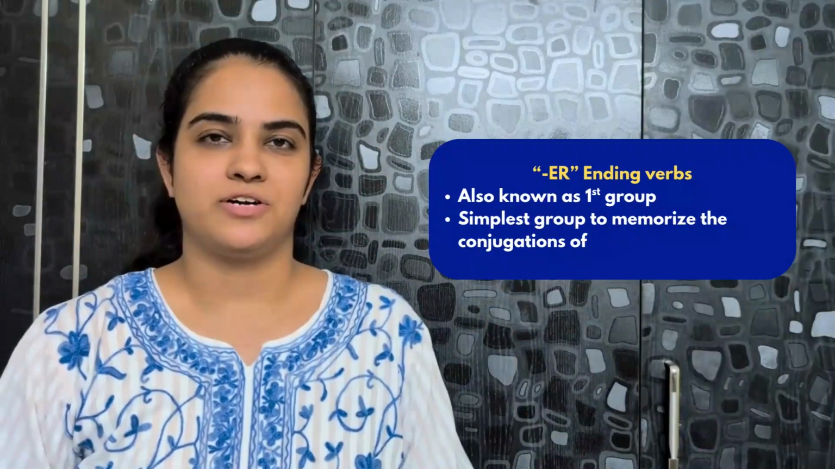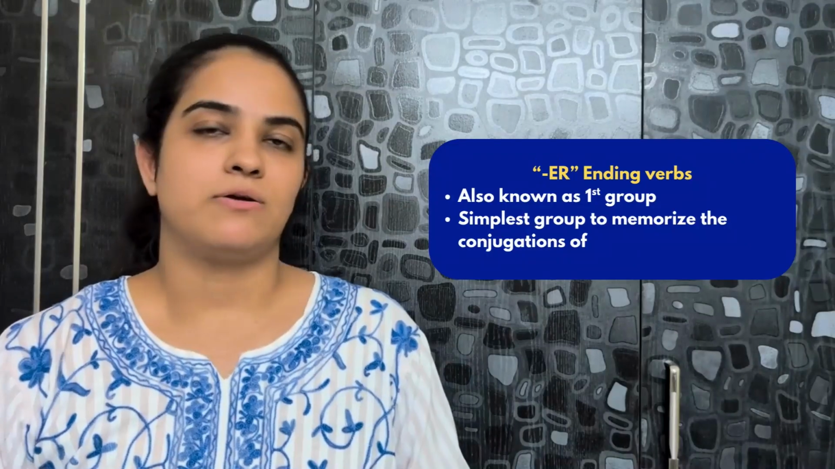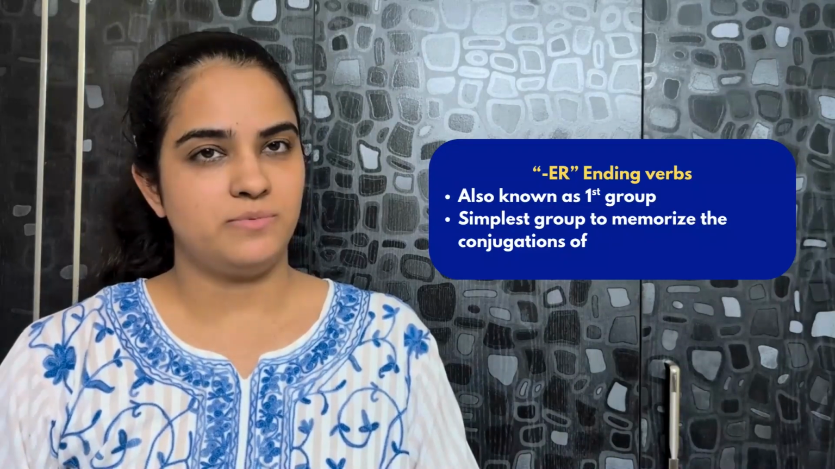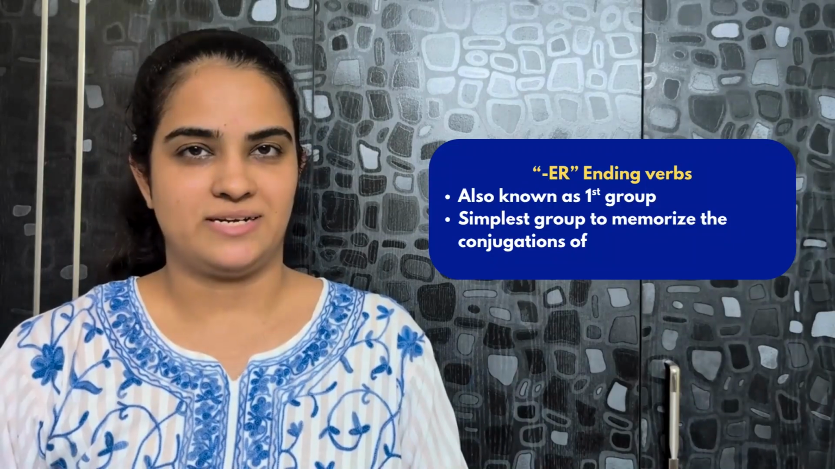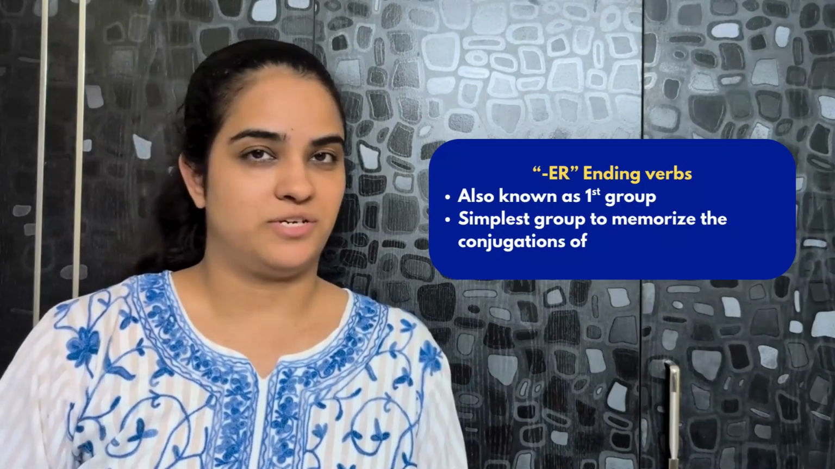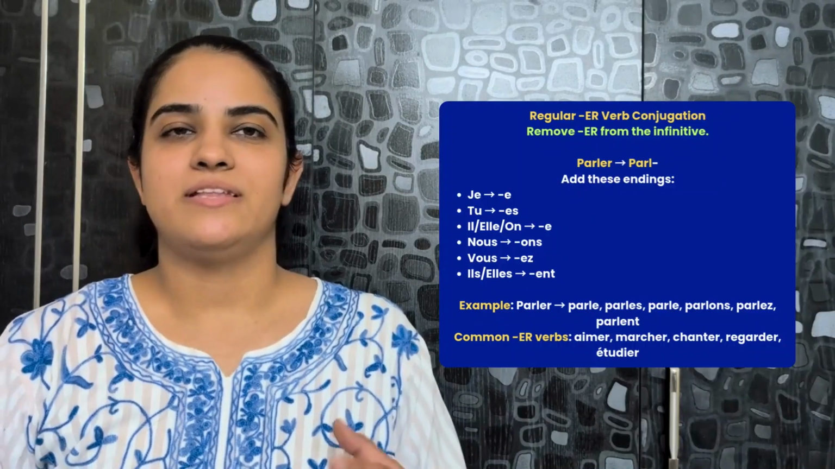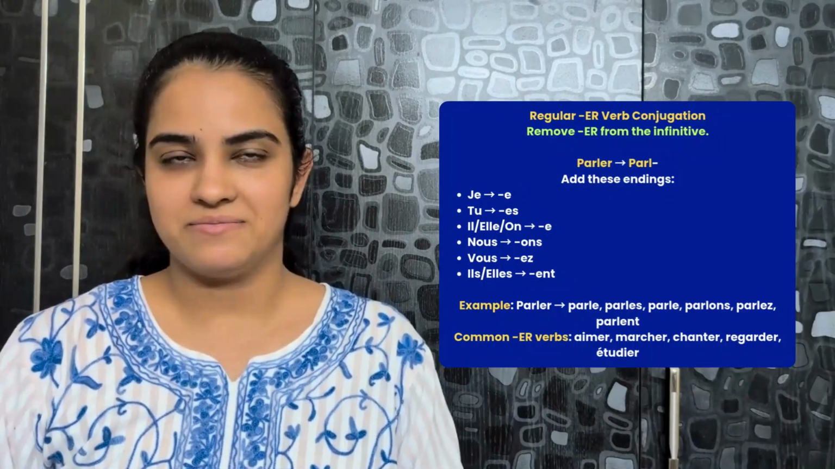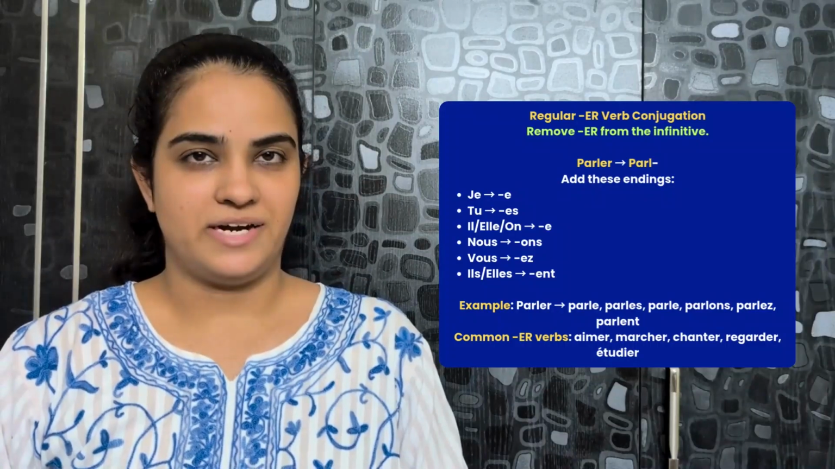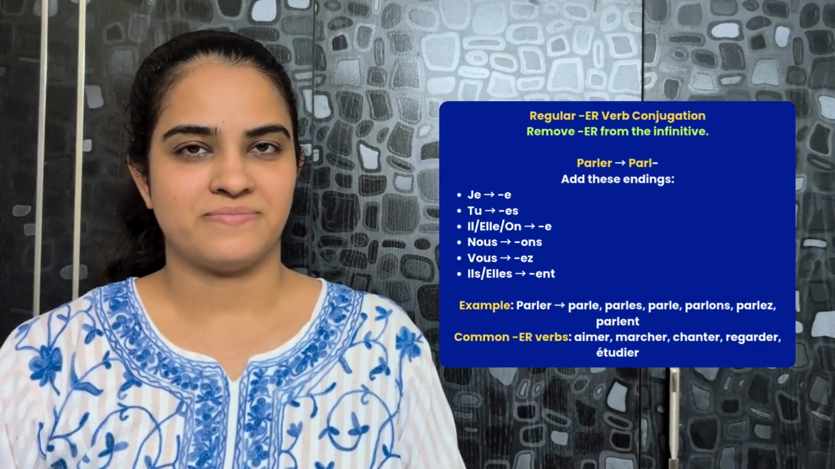First of all, let's talk about er ending verbs. Er ending verbs are also referred to as first group verbs. They are the easiest and most common verbs to understand and to memorize the conjugation for. So what you do is, you take the infinitive, which ends with er, and you remove the infinitive ending, and these are the endings that you are going to add.